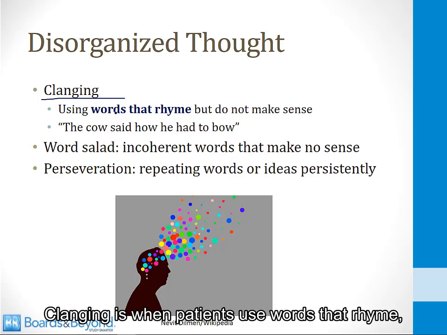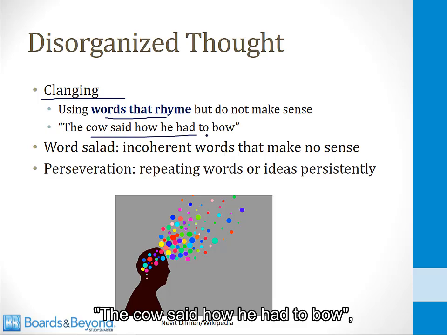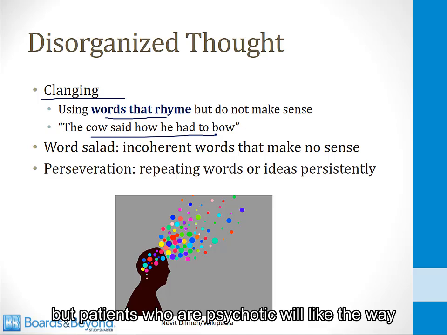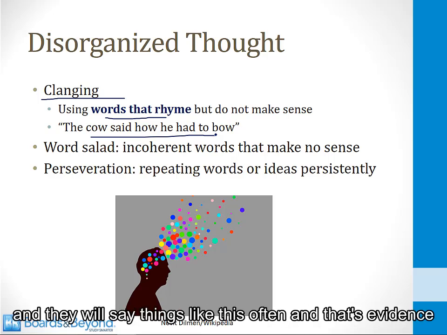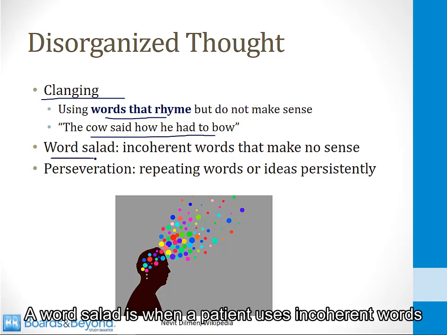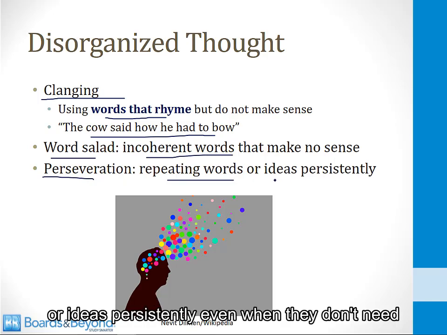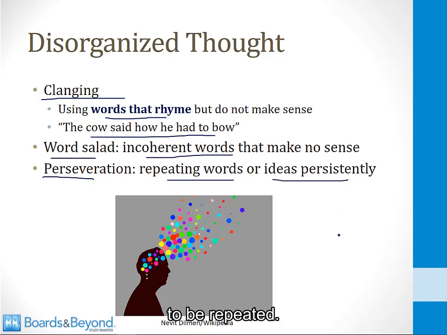Clanging is when patients use words that rhyme but do not make sense. So for example, if a patient said, the cow said how, he had to bow, this sentence makes no sense, but patients who are psychotic will like the way that the words rhyme together and they will say things like this often, and that's evidence of disorganized thought. A word salad is when a patient uses incoherent words that make no sense, and perseveration is when a patient keeps repeating words or ideas persistently even when they don't need to be repeated.